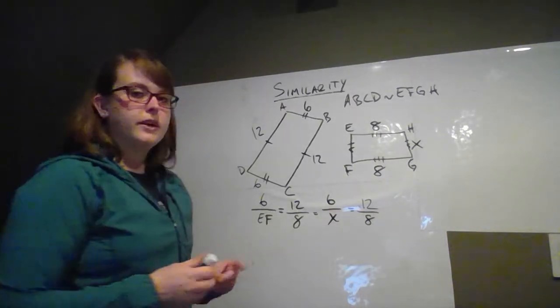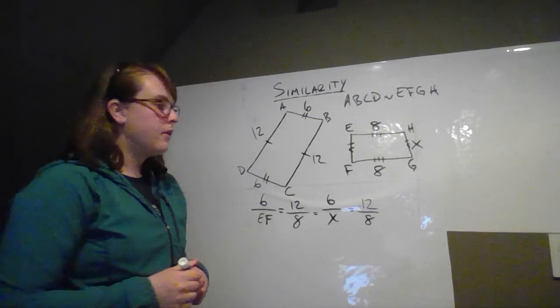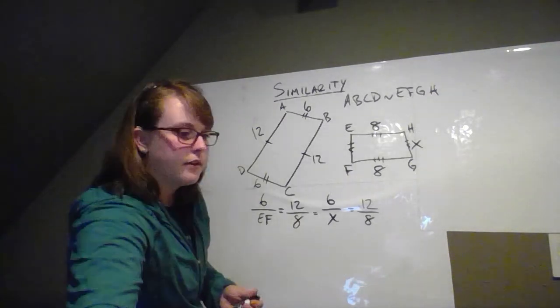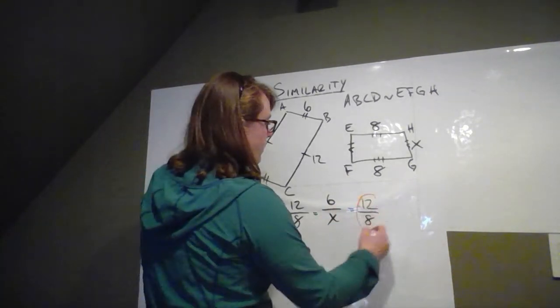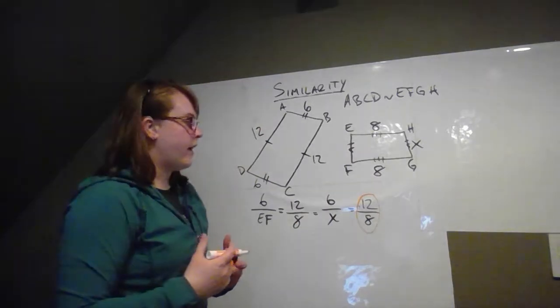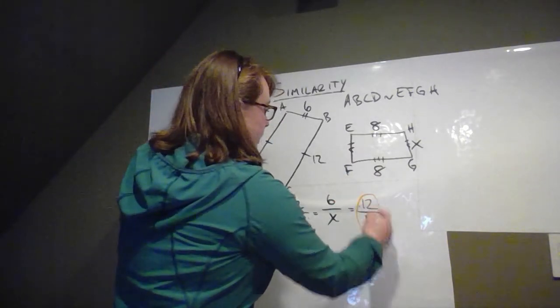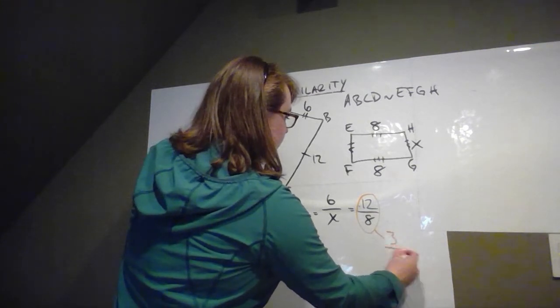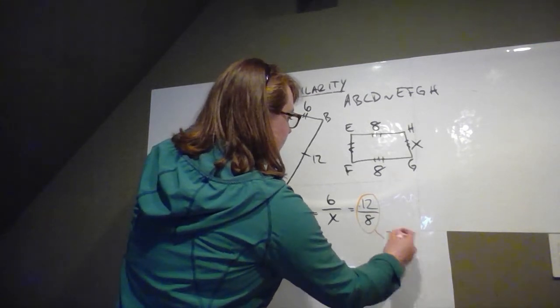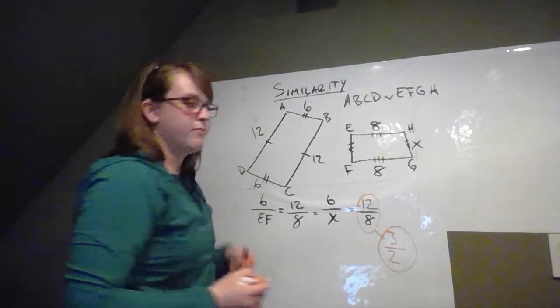So now if I'm just asked for the similarity ratio, all I have to do is go 12 over 8, reduce that fraction. Those are both divisible by 4. So 12 divided by 4 is 3. 8 divided by 4 is 2. So my similarity ratio is 3 over 2.